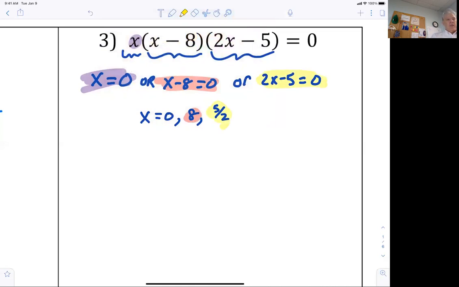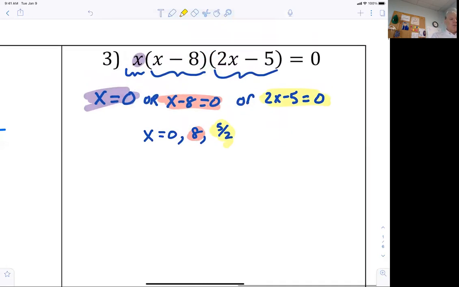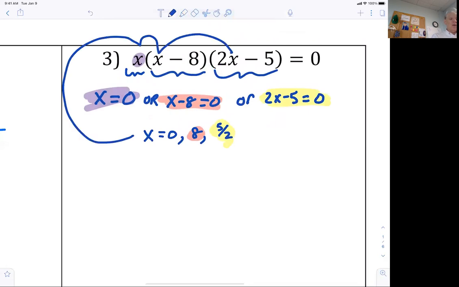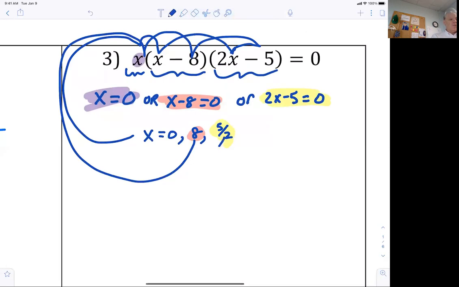That's it. Now, yes, that means if I were to plug x in here, here, and here, the answer would be what? 0. If I plug 8 in here, here, and here, the answer would be what? 0. If I plug 5 halves in here, here, and here, the answer would be what? 0. That's how simple it is. Super, super important. You'll be doing this for all of your math careers. Solving quadratics is what this is called, by factoring.